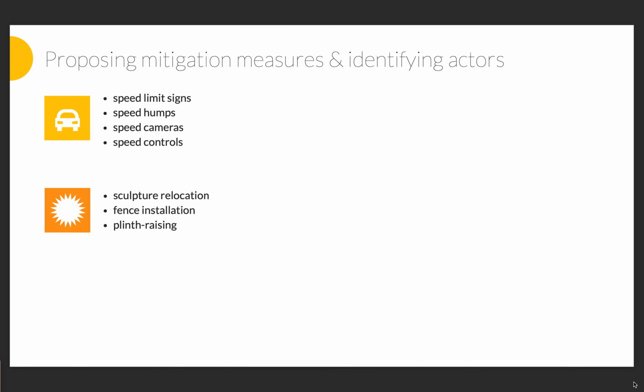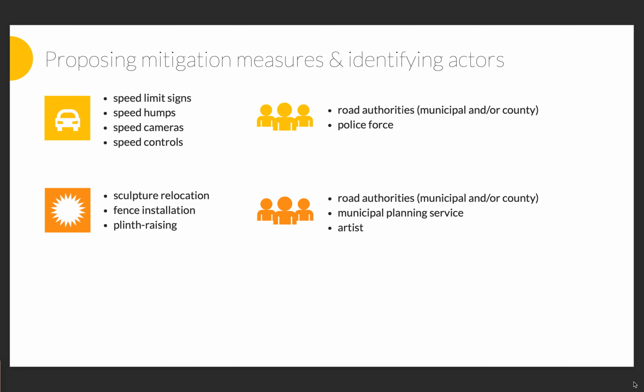Just to remind you, here is the list of the proposed mitigation measures. So, who is in charge of motor vehicle traffic? Well, road authorities and the police force. And who could be involved in impact damage mitigation? Again, road authorities, but also the municipal planning service. And we should seek the artist's approval for the proposed reinstallation of the sculpture.